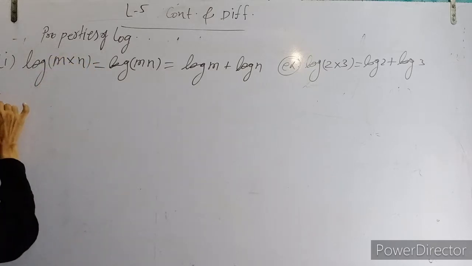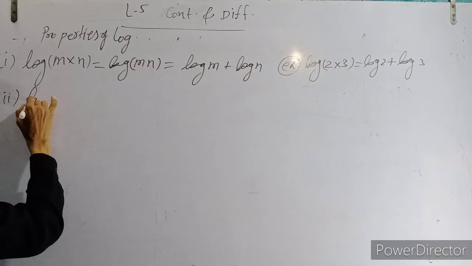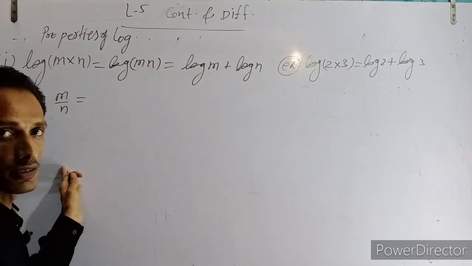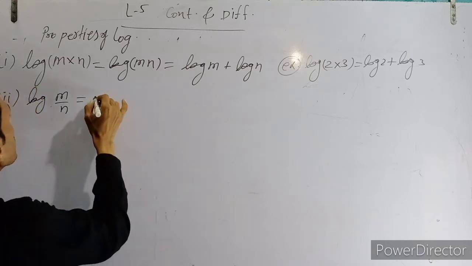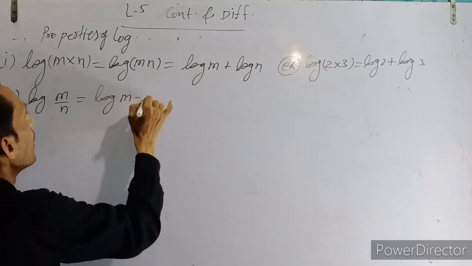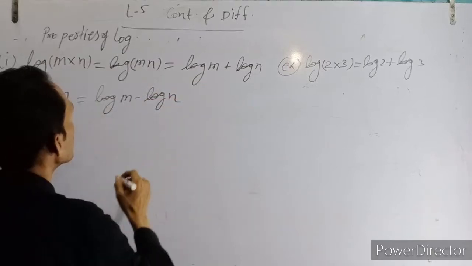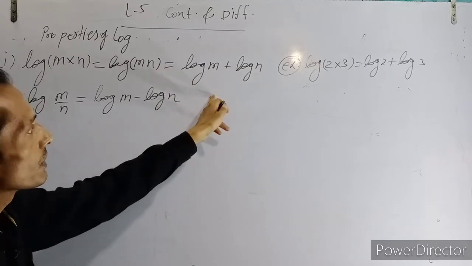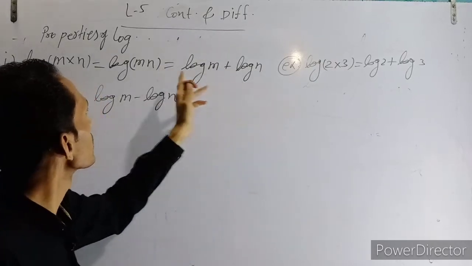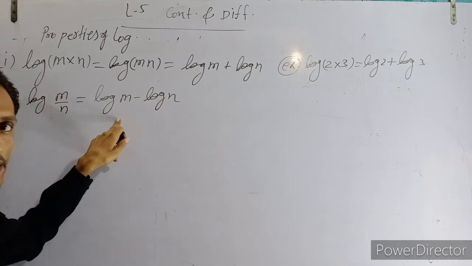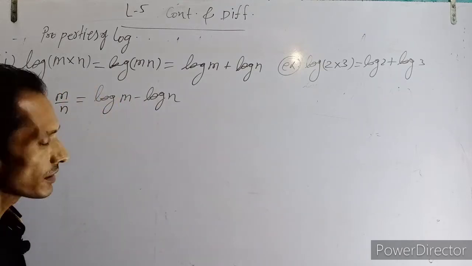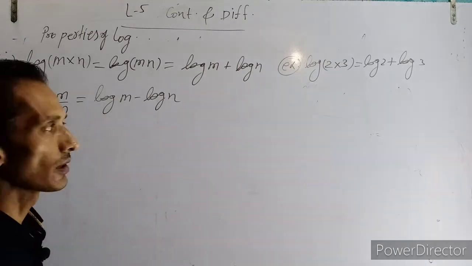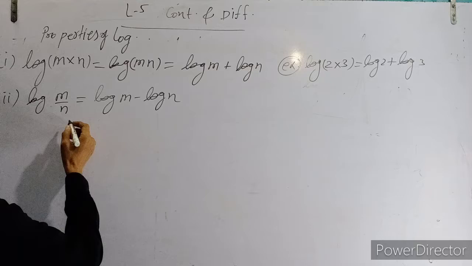The next property, the second one, is log of m by n. You already studied this in the previous class, I just revise it shortly. Log m by n is log m minus log n. You can observe that there is no base. You have to assume the base is e. That is called the natural log. In the NCERT book all logs are given in base e, so mostly you have to use this one.